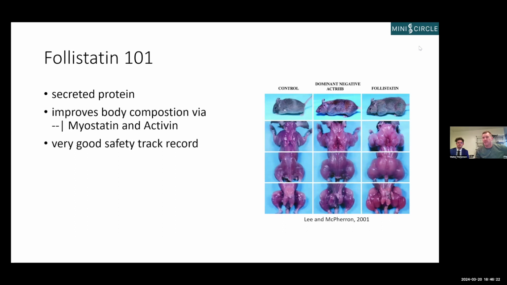So on the right is a pretty famous image from a 2001 paper. You can see, I think, it's basically a quadrupling of mouse muscle in follistatin-treated mice. It's important to note we neither see nor expect such dramatic muscle growth in humans. This is probably due to a dose issue and human biology itself.